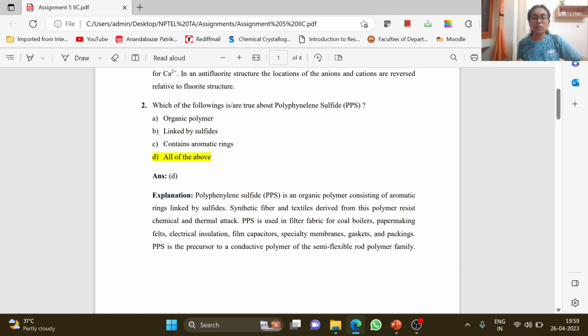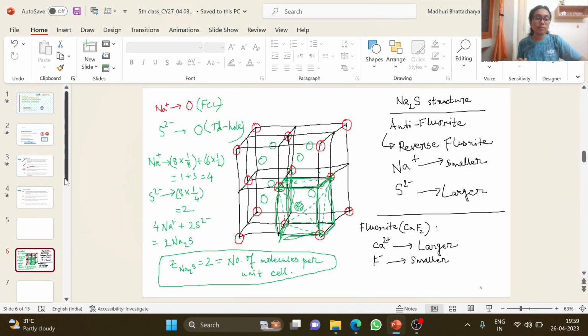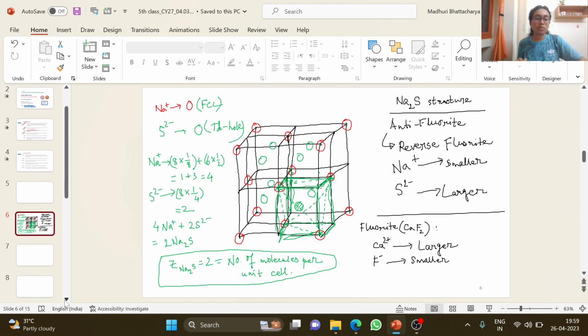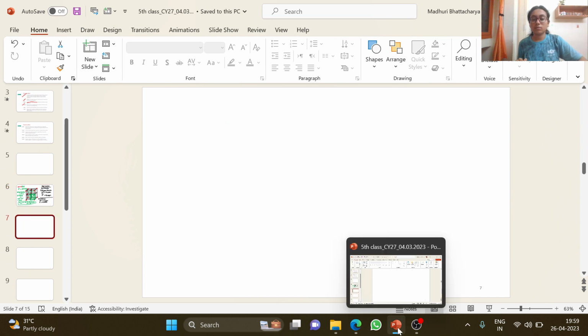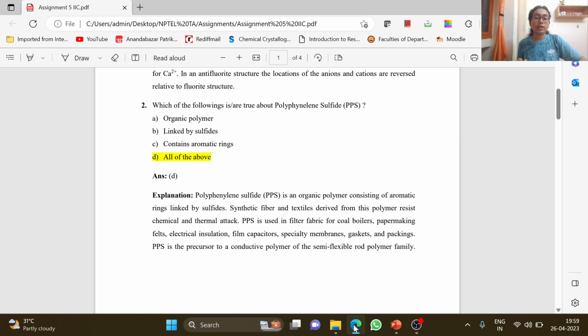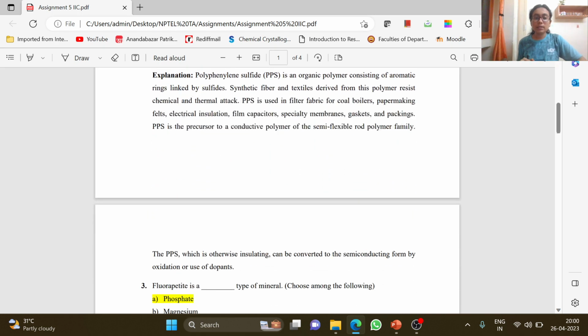About polyphenylene sulfide, PPS. This is actually an organic polymer consisting of aromatic rings cross linked by sulfides. These polymers have good electrical insulation property and also higher resistance to chemical and thermal attack. PPS is actually insulating, but it can be converted to a semiconductive form by oxidation or by using some additives like dopants.